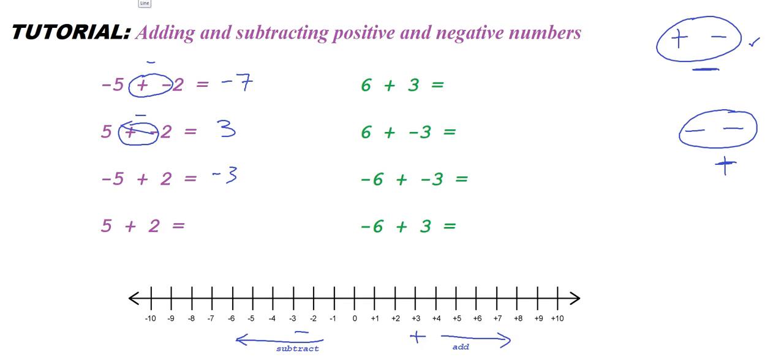Next one, we have 5 plus 2, so we start here. We're going to add 2, 1, 2. We're going to end up on 7. Next one over here in the green, we've got 6 plus 3. Well, that's an easy one. That's just a normal sum that we would be familiar with. So that's 9.